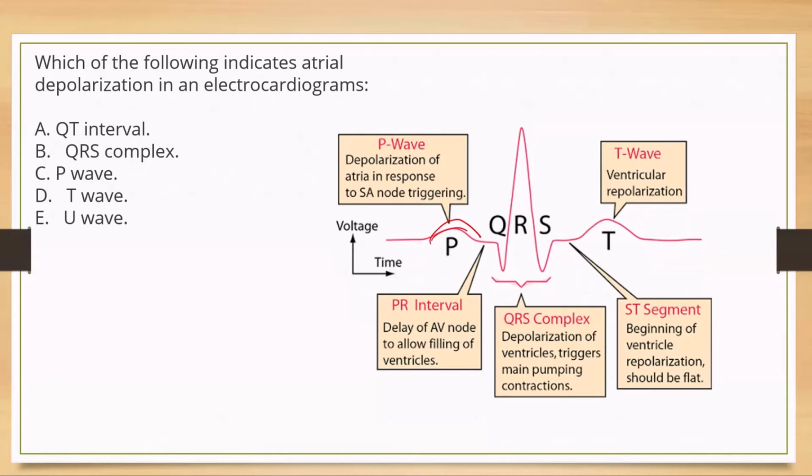Then we have the QRS. The QRS talks about depolarization of the ventricles. Take a short look at it. There's a delay here, something flat. We call it the PR interval. So anytime there's a PR interval, that means there's a delay in the AV node to allow filling of the ventricles to take place.